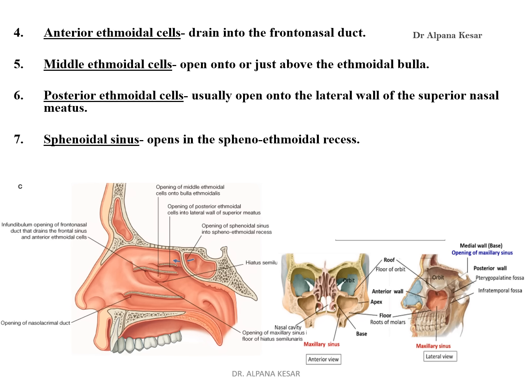Anterior ethmoidal air cells drain into the frontonasal duct that opens at the anterior end of the hiatus semilunaris. The middle ethmoidal air cells open over the ethmoidal bulla. Both anterior and middle ethmoidal cells open in the middle meatus. The posterior ethmoidal air cells open in the superior meatus, and the sphenoidal air sinus opens into the sphenoethmoidal recess.